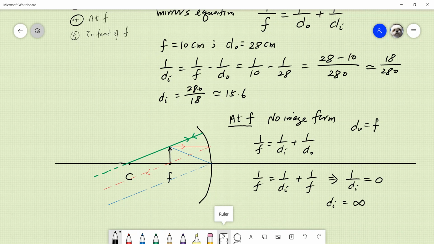When you say DO equals F, that's because I'm putting the focal point here, but at the same time I'm putting my object exactly at F. So therefore, DO is equal to F. Remember, DO is the distance between the vertex and the location of the object, and in this case it will be F.